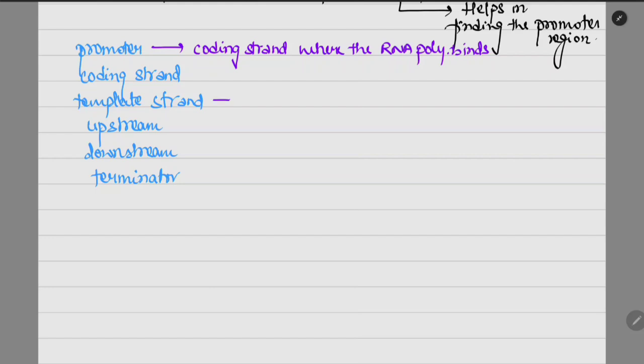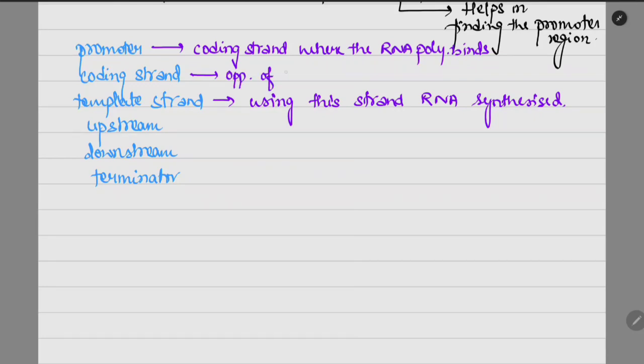So I should first explain the template strand. So what is template strand? This is the strand from where the RNA is synthesized. Using this strand, RNA is synthesized. The coding strand is the opposite of the template strand, same as the RNA, except in place of thymine, there is uracil.